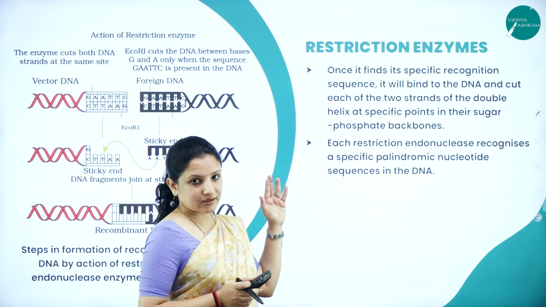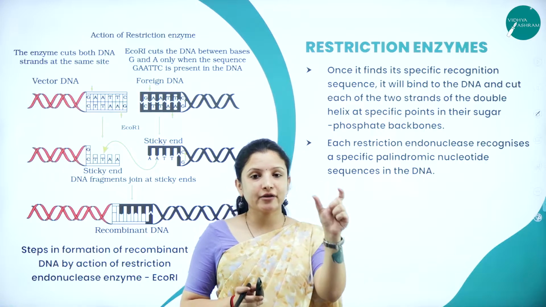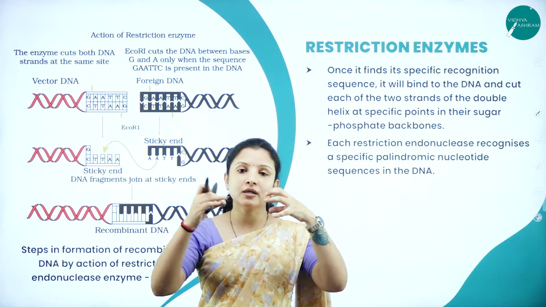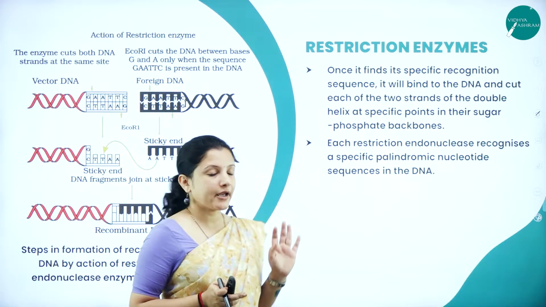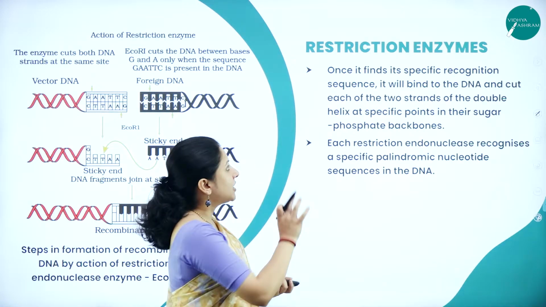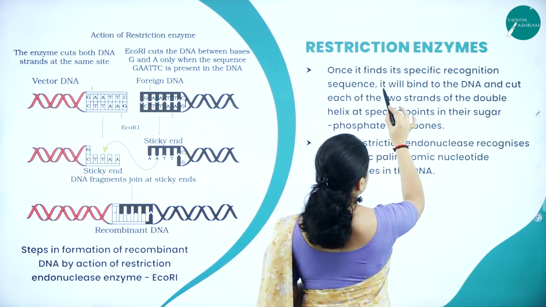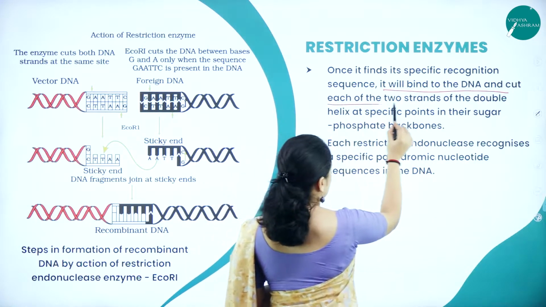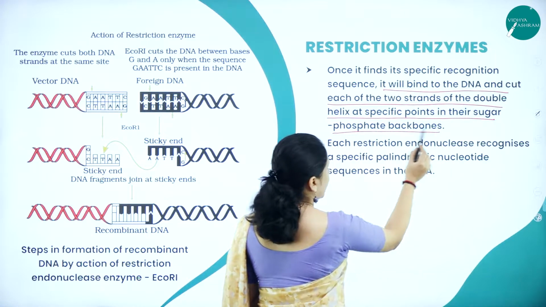So we'll talk about that in detail. So now, how much did we understand? We understood that endonucleases are capable of cutting the DNA strands in the center or leaving the ends. Wherever in the center the DNA strands get cut, those enzymes are endonucleases. So once the particular restriction endonuclease enzyme finds a specific recognition sequence, it will bind to the DNA and cut each of the two strands of the double helix at specific positions in the sugar phosphate backbone.